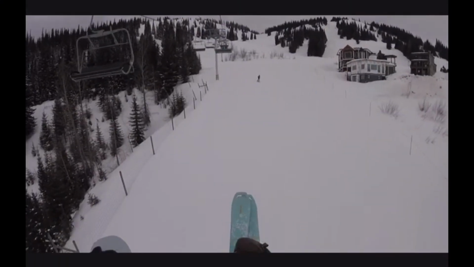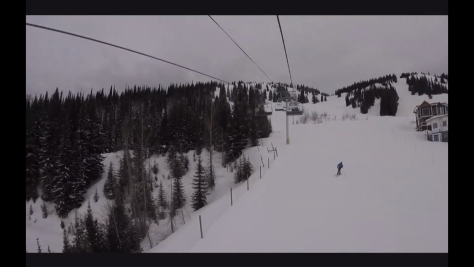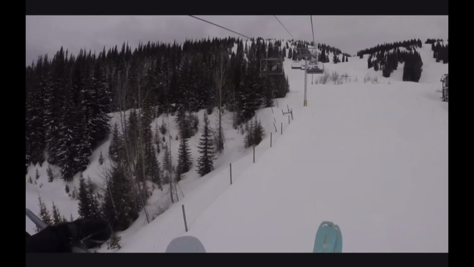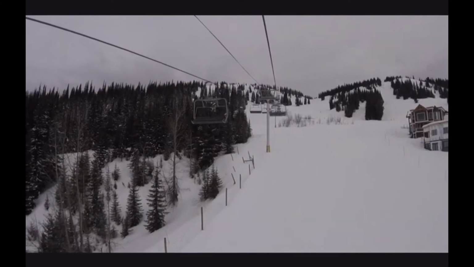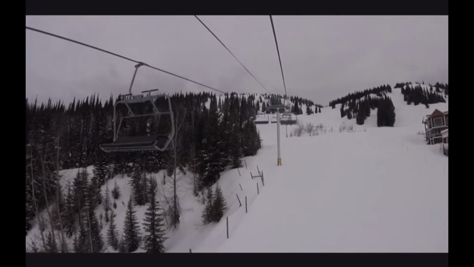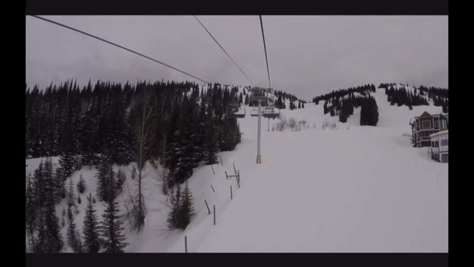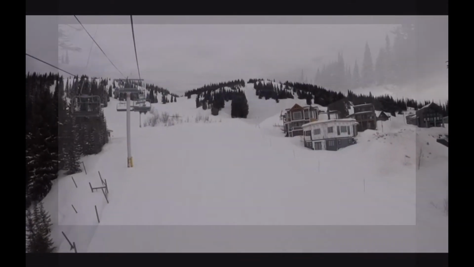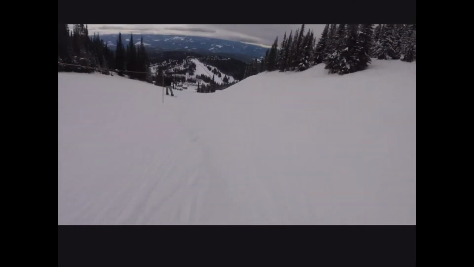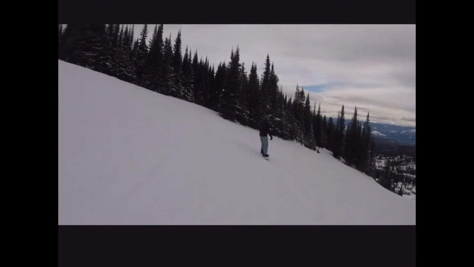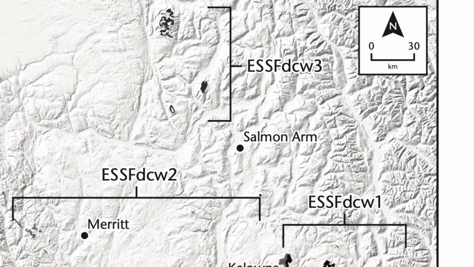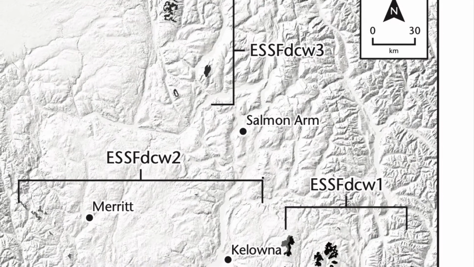The next biogeoclimatic zone that I will be talking about is the Engelmann spruce subalpine fir dry cold woodland zone, which occurs at roughly 1,900 meters to around 2,000 meters in elevation, but it is variable, those heights. These are the regions that this subzone occurs in.